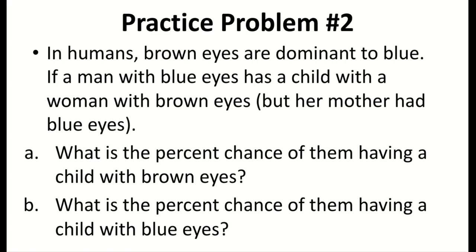Practice problem 2. In humans, brown eyes are dominant to blue. If a man with blue eyes, so let's think, I know he has to be little b, little b, has a child with a woman who has brown eyes, so she has to have at least one big B, but her mom had blue eyes. So you might have to set this back to figure out what the mom was. But I know she's going to be heterozygous because if her mom had blue eyes, that means she has to receive one of those lowercase b's from her mother. So what's the percent chance of them having a child with brown eyes, and what's the percent chance of them having a child with blue eyes? Pause the video, see if you can solve this problem.